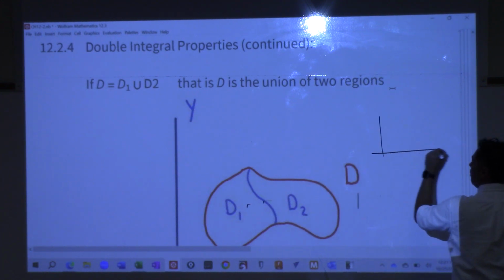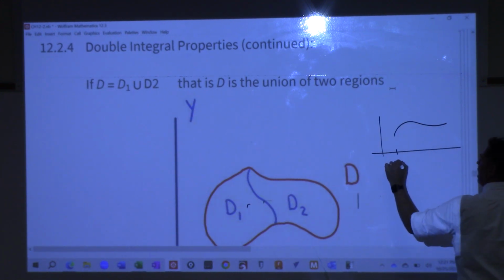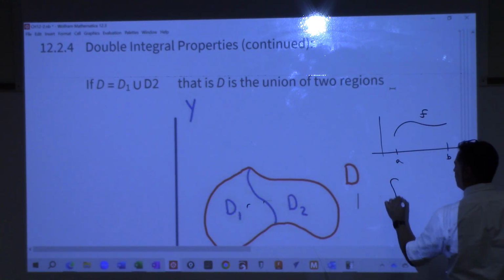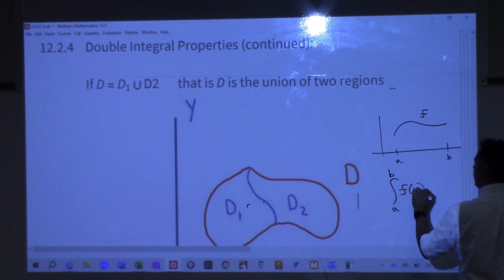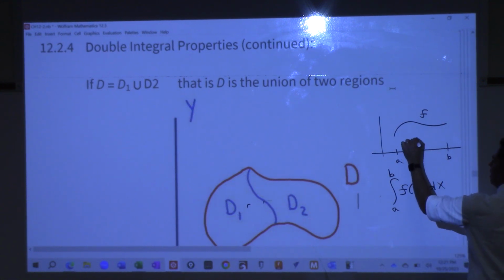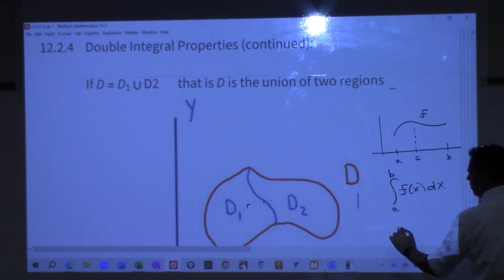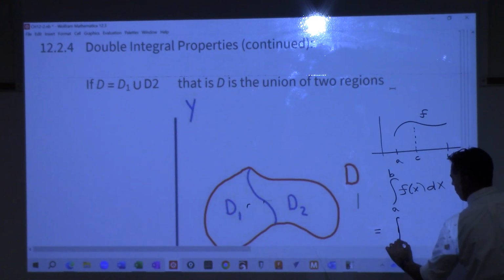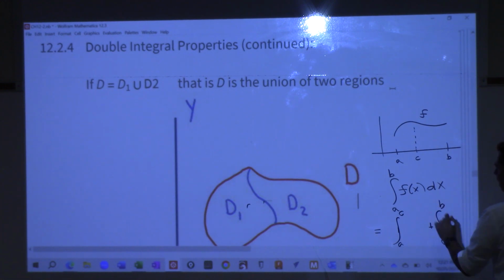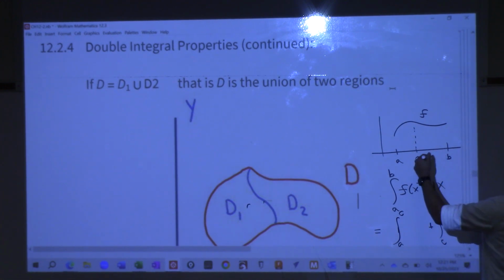Remember in Cal 2 that if you wanted to do an integral from A to B, you were completely free to just split it somewhere at C and then break this up into two things. Make this be the integral from A to C plus the integral from C to B. So you can split it up into two different areas and then find the total area.